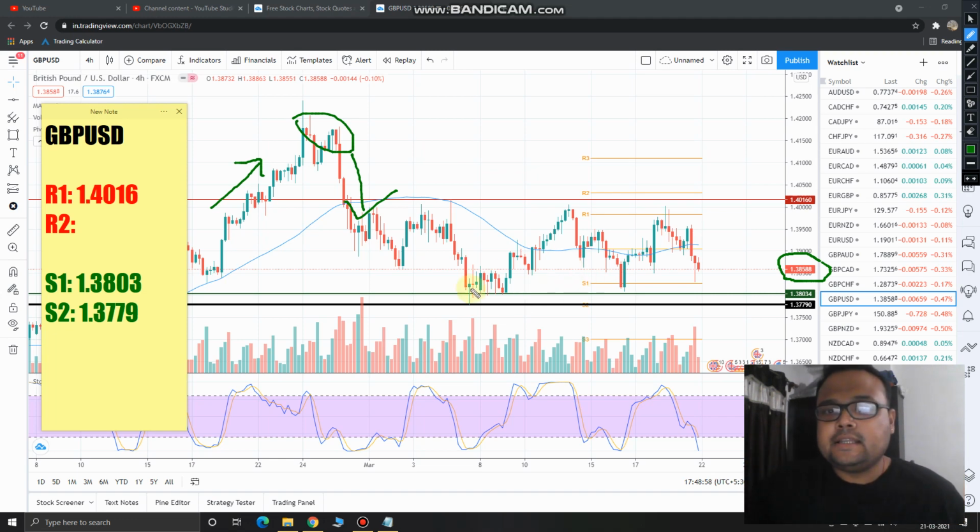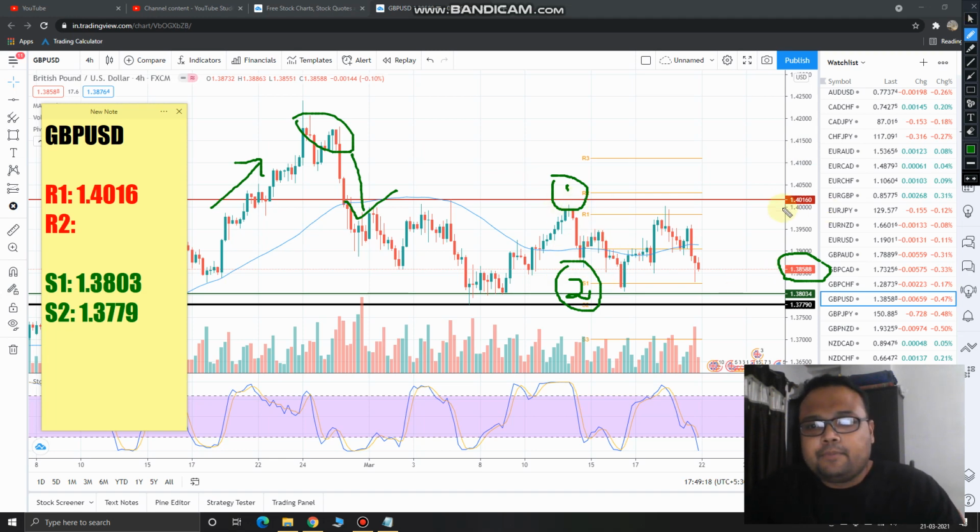You can see that the market is trading in a range, and as the market is trading in a range, you can see I have drawn three lines, but two lines are very important. This is line number one, which is the resistance for the market, and this is line number two, the support of the market. The resistance is 1.4016 and the support is 1.3803.